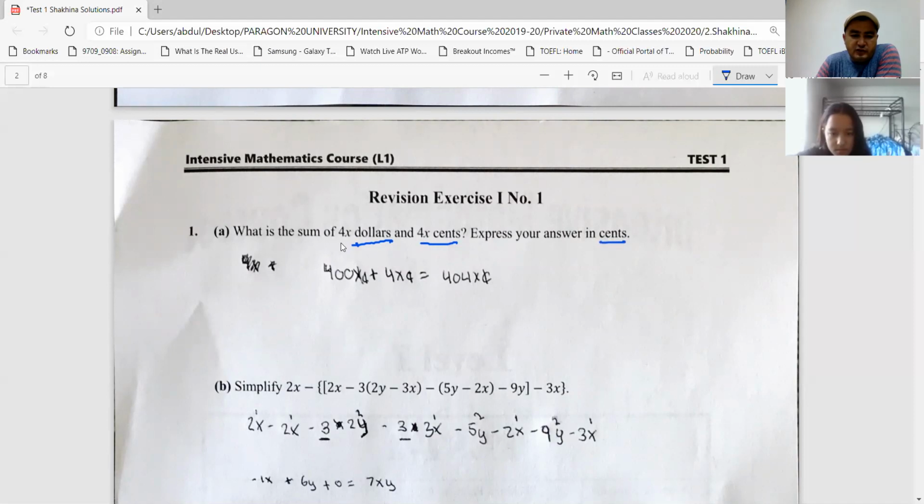Quickly, we need to change dollars into cents and just add them up. To change dollars into cents, we multiply 4x by 100, which is 400x. So now we have 400x cents, and here we have 4x cents. If you add 400x plus 4x, what is it? 404x cents, right? Okay, that's correct. Your answer to the first one is correct.